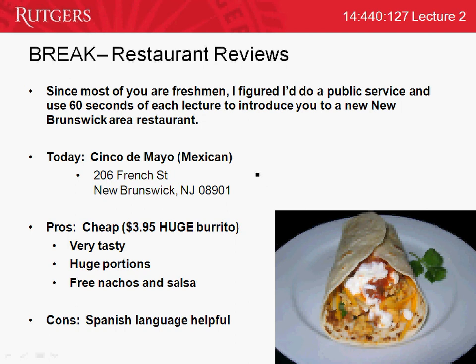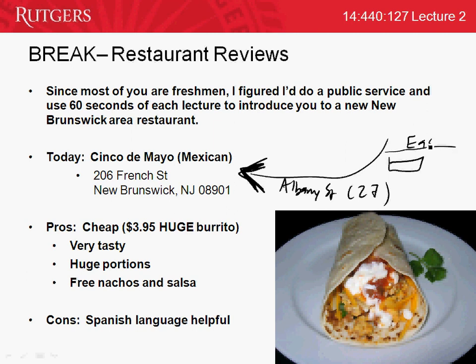If you're relatively familiar at this point with New Brunswick, here's Route 27, Albany Street. This way, it's going to Highland Park. It goes over the bridge over the Raritan. So here's the train station. This would be Easton Ave. And then Route 27 goes down, changes names, and it splits into Jersey Ave and French Street. This restaurant is right after the split, maybe 2 blocks on French Street.